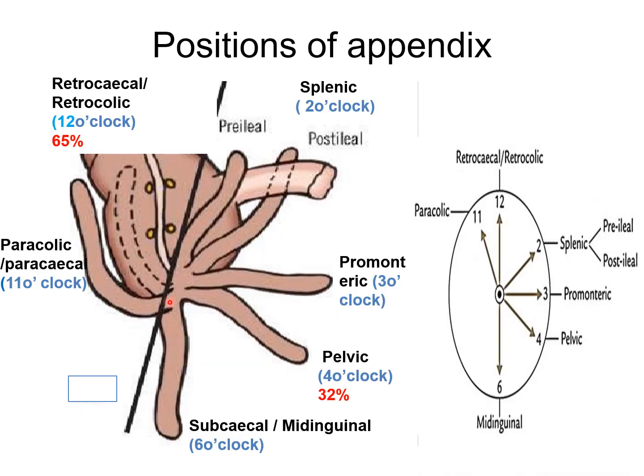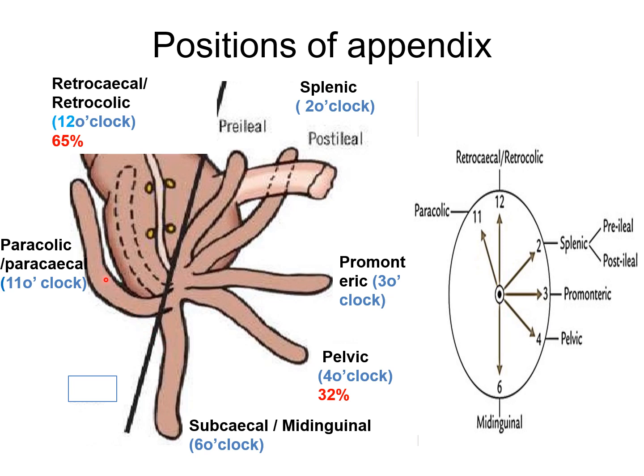Positions of appendix. Appendix usually lies in the right iliac fossa. The base of the appendix is fixed but its body and tail is movable and it can occupy different positions which are often indicated with an hour hand of a clock. Now we will see the different positions of the appendix. Paracolic, retrocecal, splenic, promontoric, pelvic and mid-inguinal are the commonest positions. Now we will see one by one.